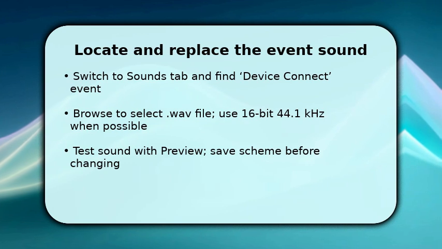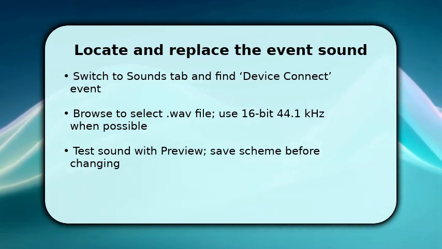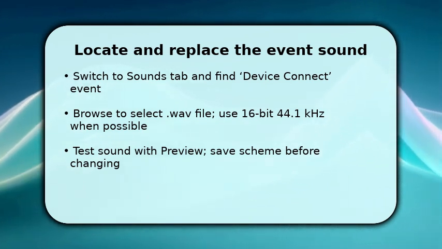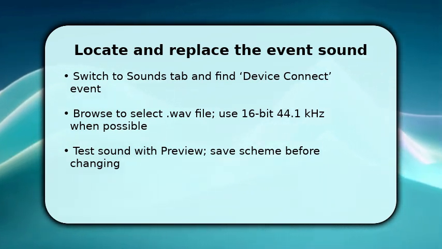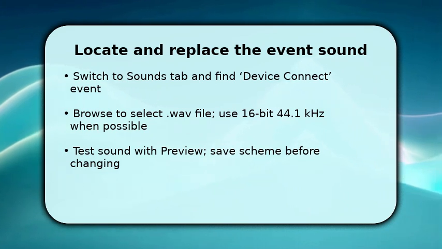Click Browse to choose a WAV file. Use a 16-bit 44.1 kHz file for compatibility. Once selected, hit Preview to hear it. If it's too loud or clipped, pick another file or convert it.